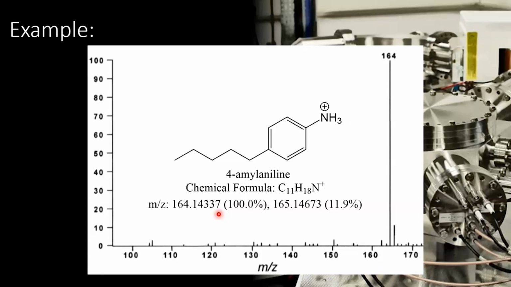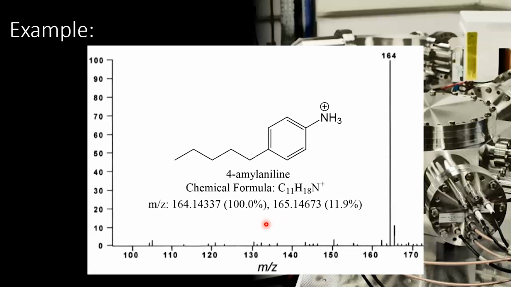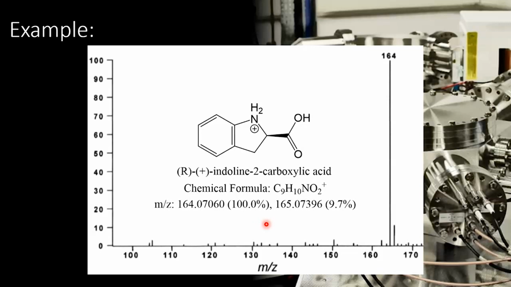So I've drawn another one here. This is 4-amylaniline. As we can see, it actually has the same chemical formula as our methamphetamine derivative, so it also has a mass to charge ratio of 164. It's not an illicit substance, as far as I know. Here's one that has a different chemical formula. So this is an indoline carboxylic acid derivative shown here. It's still cationically charged, despite the chemical formula being quite different. So C9H10NO2+, it is still going to have a mass to charge ratio of 164. So this one still fulfills our requirements according to what the instrumental output is.